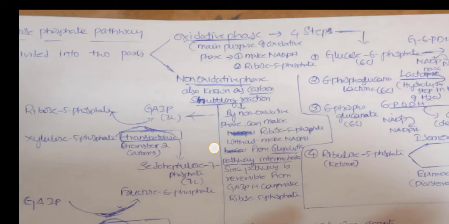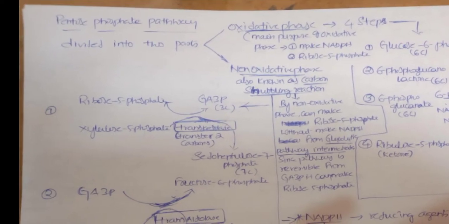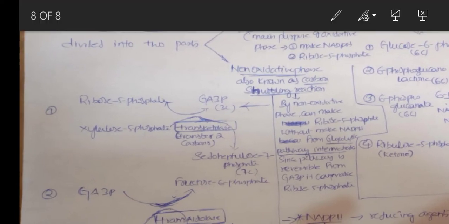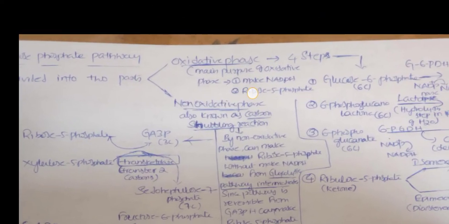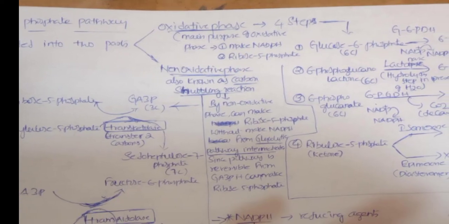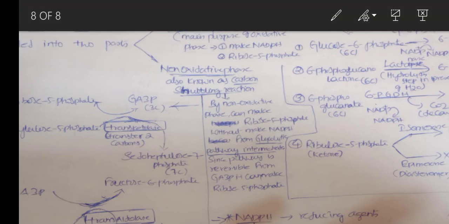Right, so we have seen in the previous slide the major intermediates present in the pentose phosphate pathway or hexose monophosphate pathway. Actually, this pathway is divided into 2 parts. I already discussed that: the oxidative phase and the non-oxidative phase. In the oxidative phase, what will happen? The main purpose of this oxidative phase is that it will make NADPH and ribose 5-phosphate.